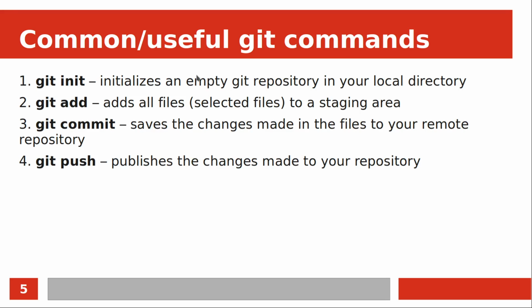So some of the most useful Git commands are Git Init, which will initialize an empty Git repository in your local directory; Git Add, which will add all the files to a staging area; Git Commit, which is equivalent to saving a Word document technically; and Git Push, which will publish the changes to your remote repository. So let's get started with how to download and install Git.